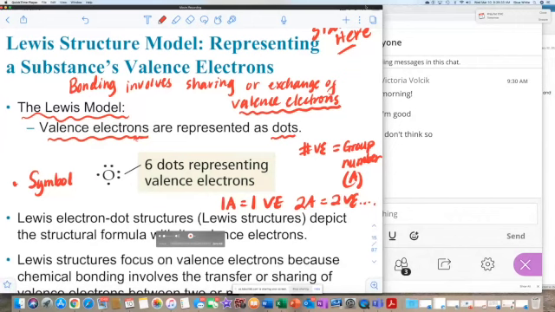The way you work it out is you put one dot around the symbol. So top, bottom, left, right. Once again, order doesn't matter. And once you have four dots around the symbol, then you go back and pair it. If you have to put the fifth one, you put it next here, sixth, seventh, eighth. Oh, sorry, fifth, sixth, seventh, eighth. All of a sudden, I can't count either.